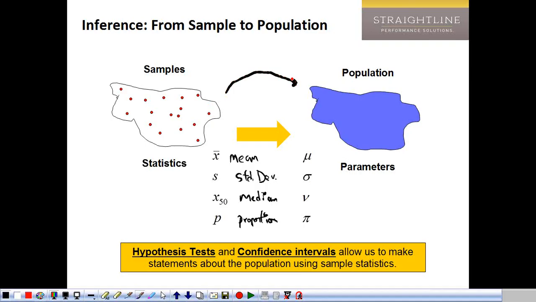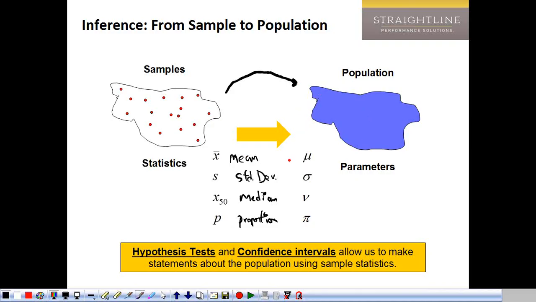In any event, what inference does is it bridges that gap between the sample and the population, and it says, okay, when can I say that this particular X bar is representative of the entire mean, which I've given as the Greek letter mu in this case. Mu would be the mean. Sigma is used for standard deviation. That's a sigma right there. I'm using nu for the median. That's the Greek letter nu. And, of course, you recognize pi, the Greek letter pi, for proportion. Those are just the symbols that I use, but mu and sigma are pretty universal.